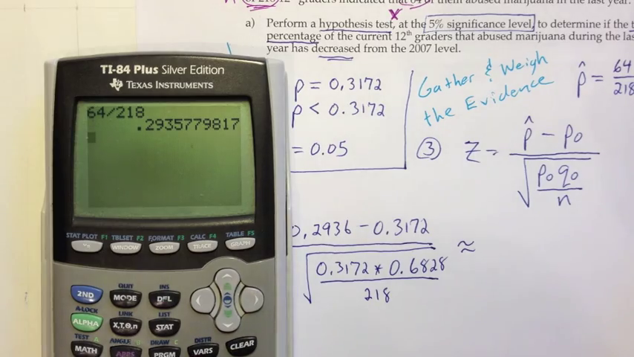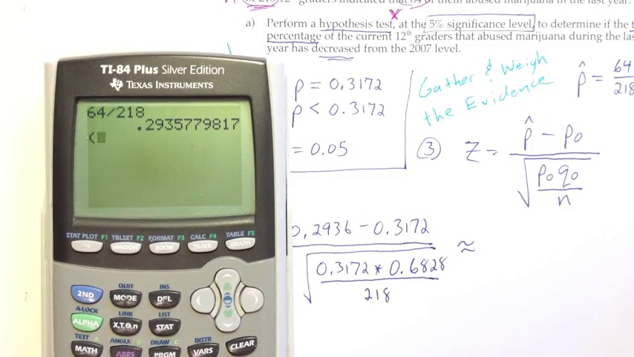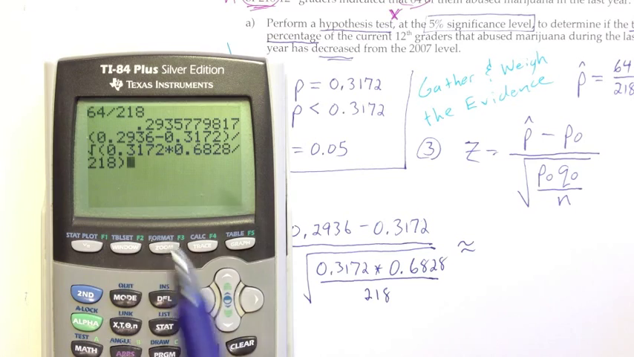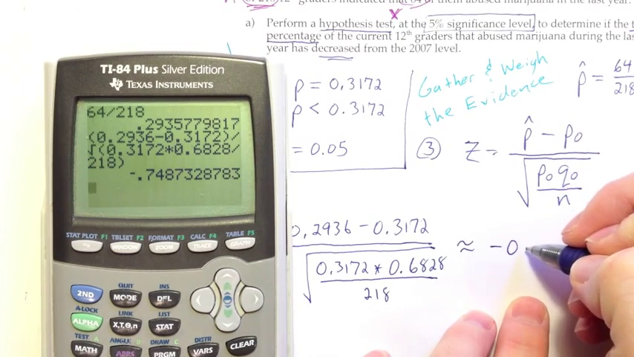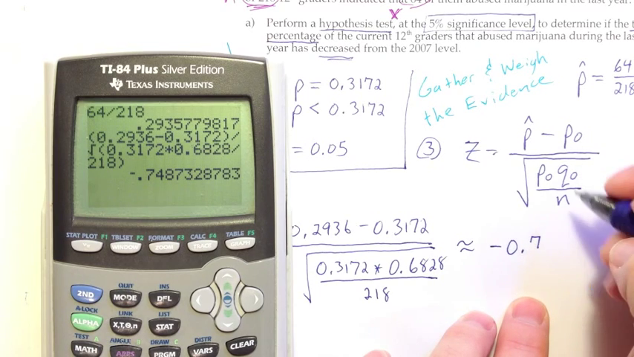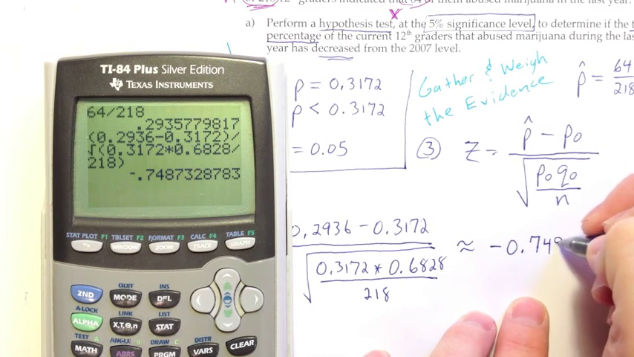So we're going to want to enter all that into the calculator. Parentheses around the top, so 0.2936 minus 0.3172, divided by the square root of 0.3172 times 0.6828 over 218. And I don't close the parenthesis until I have all three of those numbers, because they're all three inside the square root, and that's the job of those parentheses, to show us what's inside of the square root. So what I get there seems like a pretty tiny difference, negative 0.749. This is a z-score, so I'd put 3 decimal places on it.